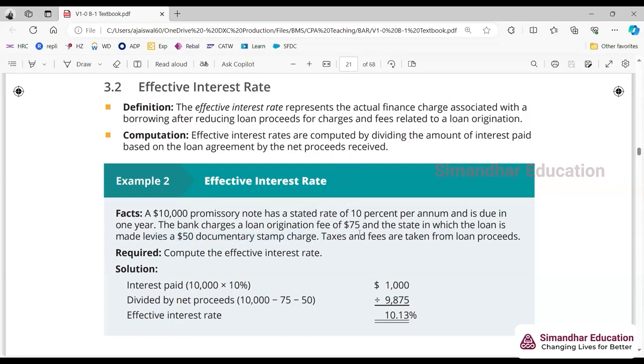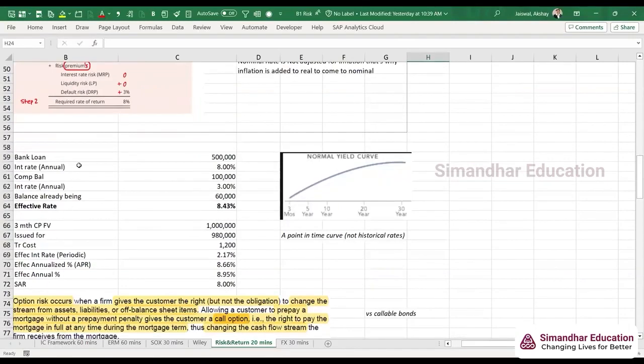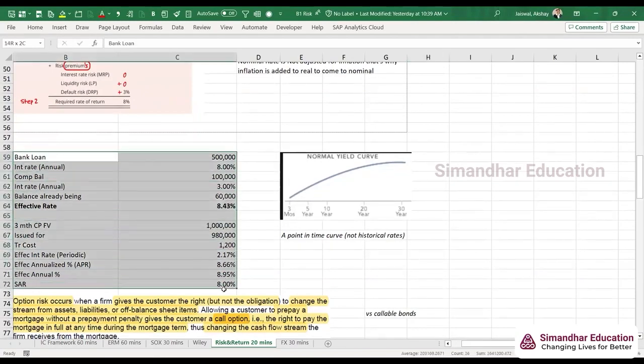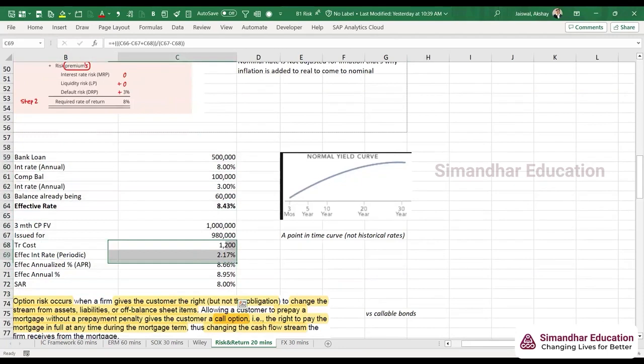This example is not very good, let me tell you, because they should have told us either a semi-annual or quarterly basis. Then we would have got a better example, because right now it doesn't seem like an effective interest rate. It seems like the stated rate only. That's why I have put an example on my own here. We will look into it a little bit later. But let's solve this one first.